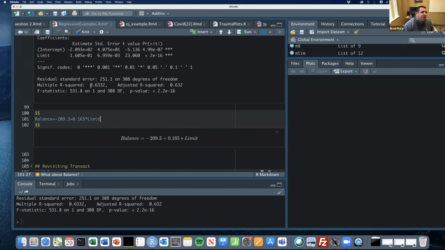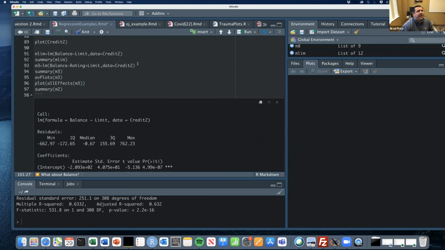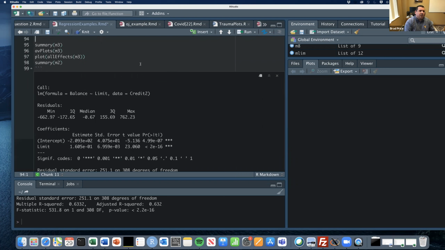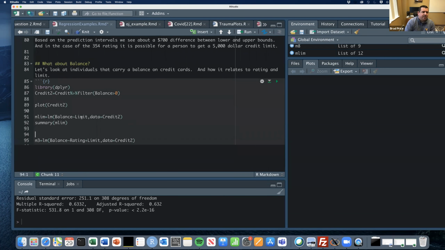We come down here, we say, here's our R squared. What's that mean? It means limit explains about 63.5% of balance. There's a good relationship between them. We can come in here and we can do some plots. You can say, look, I want to plot balance against limit, data equals credit 2. And I just want to do that quick abline.